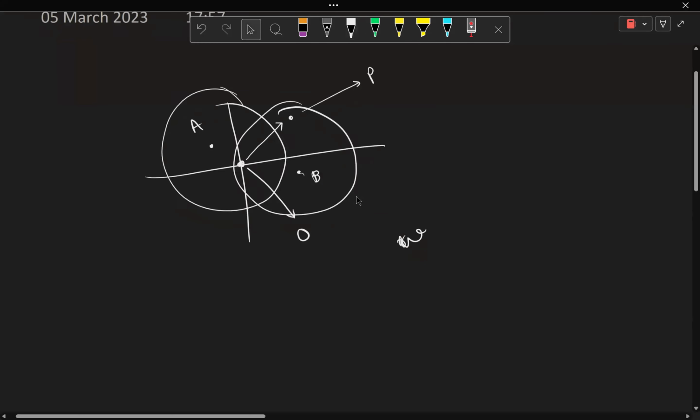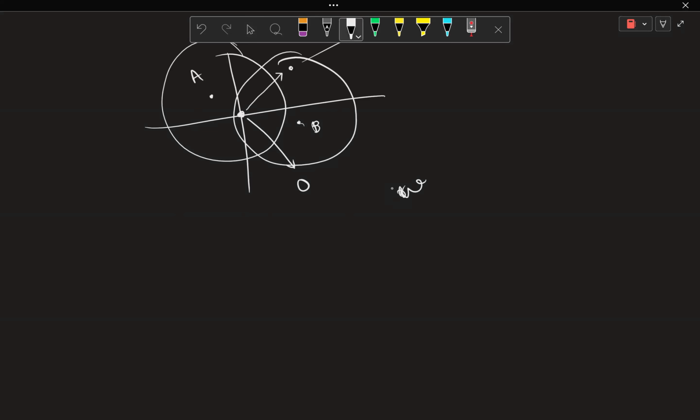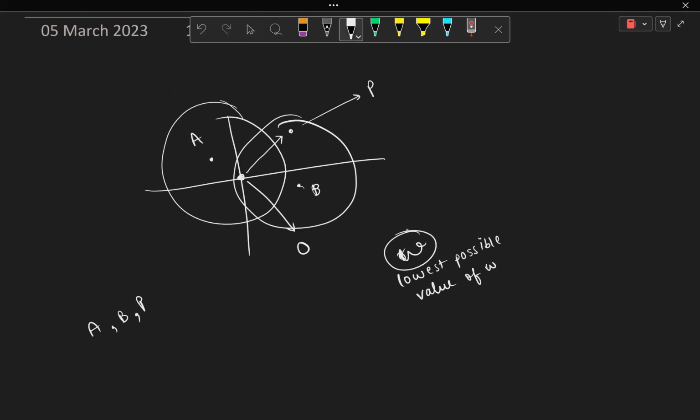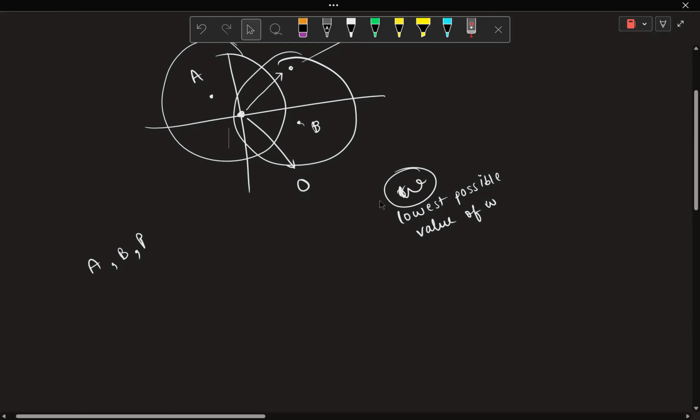So what we are being given in a nutshell is the coordinates of the point A, the point B, and the point P. And we have to tell some radius W, the lowest possible value of W, such that if you just move in the region of the circles, you can go from the point O to point P. So is the problem clear? Please say yes or no. Is the problem clear? Yes.